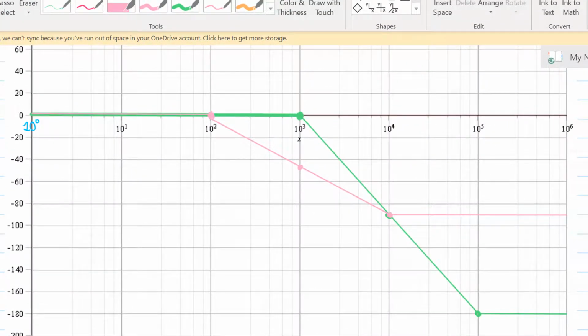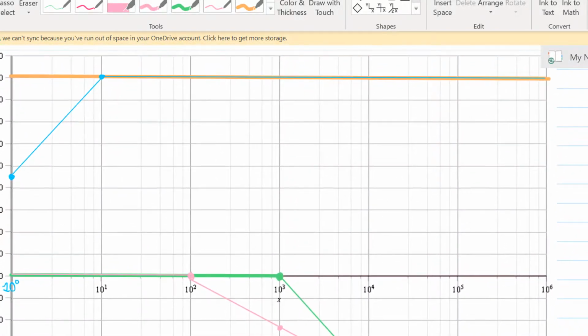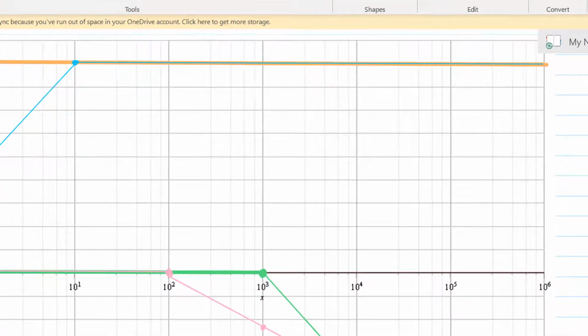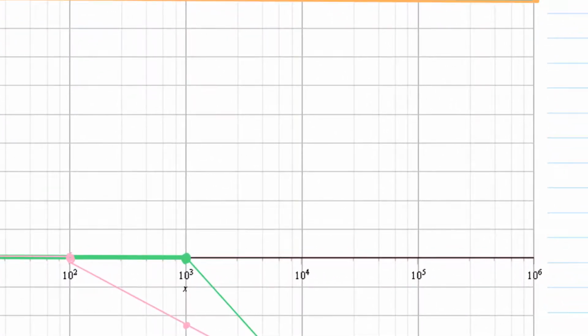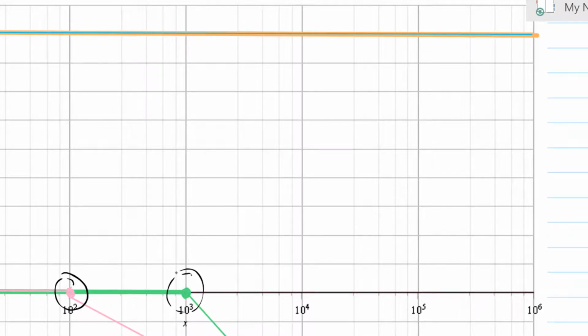Okay, now like with the other graphs, we want to add up the 4 terms and we want to identify all of the corner points. And then at 10 squared, the pink graph has a corner, and then at 10 cubed, the green graph has a corner. And the orange graph never has a corner. So we've identified those 3 corner points.